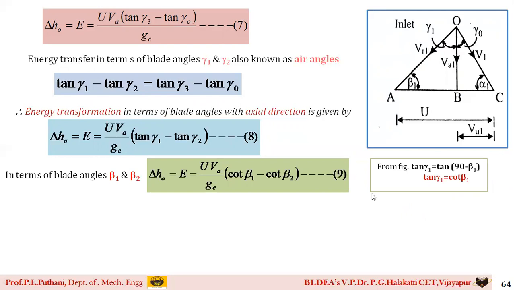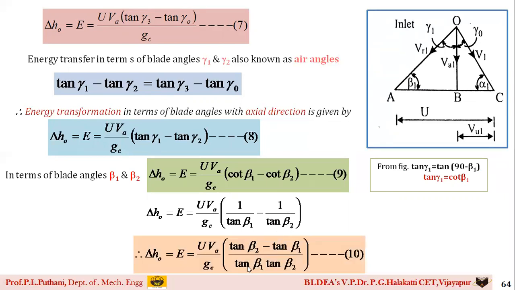What is cot? It is 1 by tan beta 1. So I can write it as 1 by tan beta 1 minus 1 by tan beta 2. The energy transfer equation in terms of blade angles for the axial flow compressors and pumps is written as tan beta 2 minus tan beta 1 divided by tan beta 1 into tan beta 2. This equation number 10 represents the energy transfer for axial flow machines, that is, pumps, compressors, etc. These are power absorbing machines.